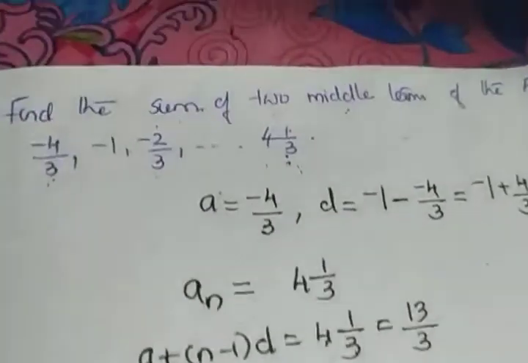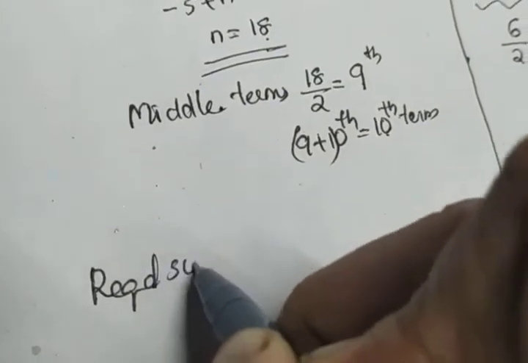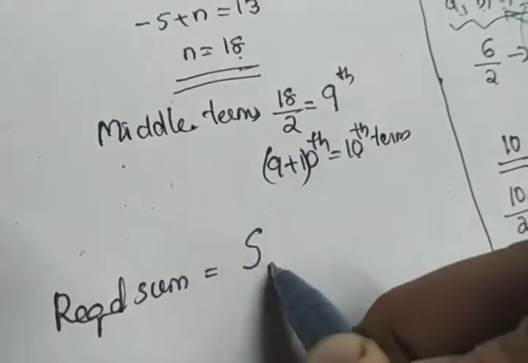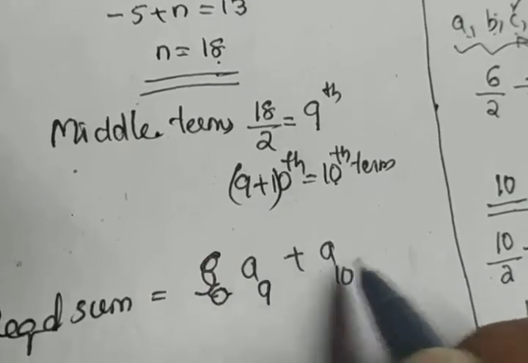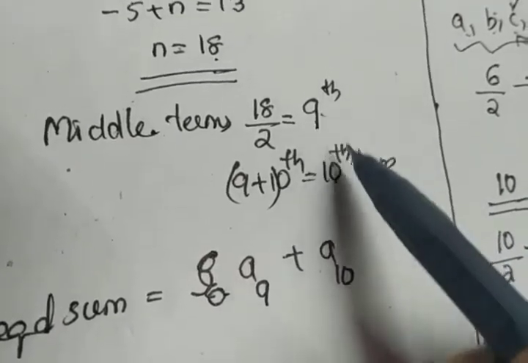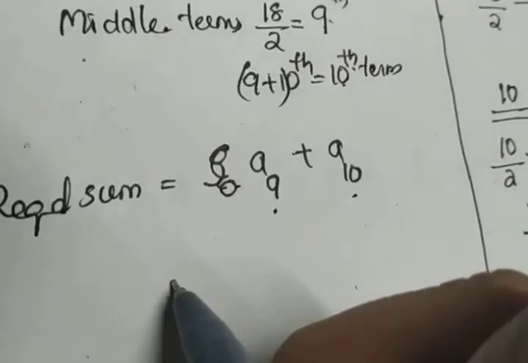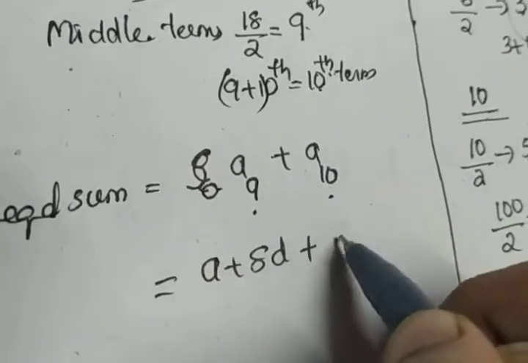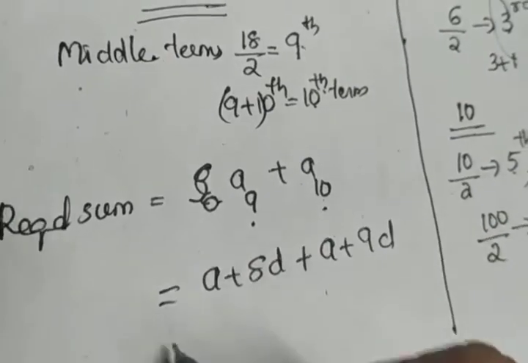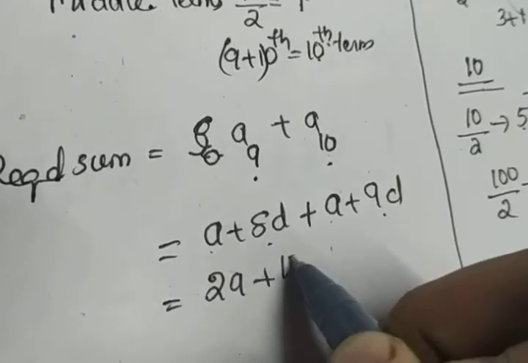So the question is to find the sum of 2 middle terms. So required sum will be equal to the 9th term plus 10th term. Which are the middle terms? 9th and 10th. So the question is to find the sum of the 9th term and the 10th term. So what is 9th term? A9 is A plus 8D, plus A10, which is A plus 9D. Simplify the values. A plus A is 2A, plus 8D plus 9D gives you 17D.